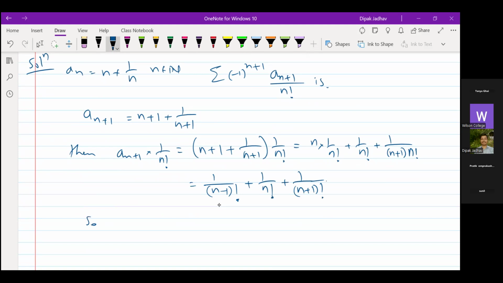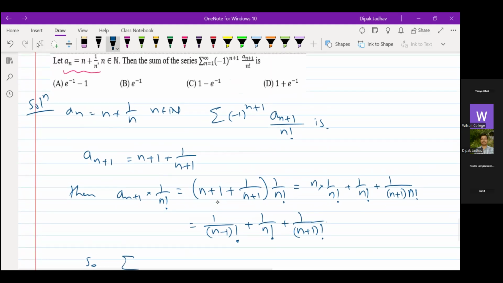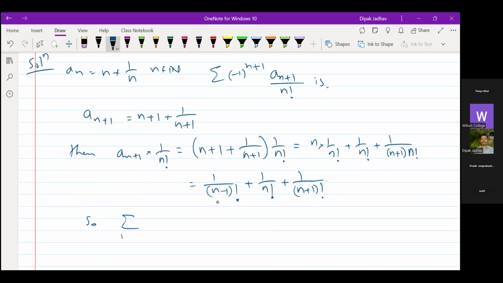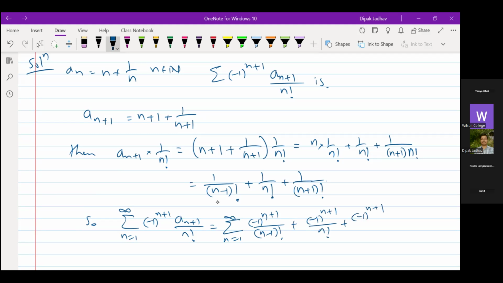So summation n runs from 1 to infinity of minus 1 raised to n plus 1 an plus 1 by n factorial will equal to, let me write it first, minus 1 raised to n plus 1 upon n minus 1 factorial plus minus 1 raised to n plus 1 upon n factorial plus minus 1 raised to n plus 1 upon n plus 1 factorial.